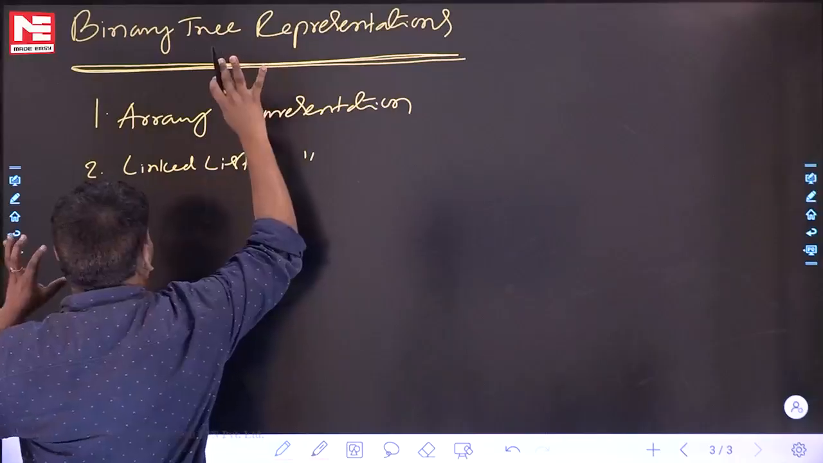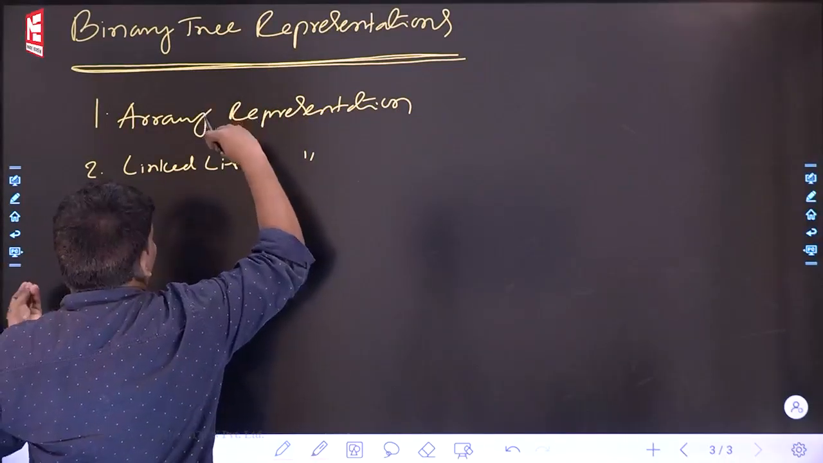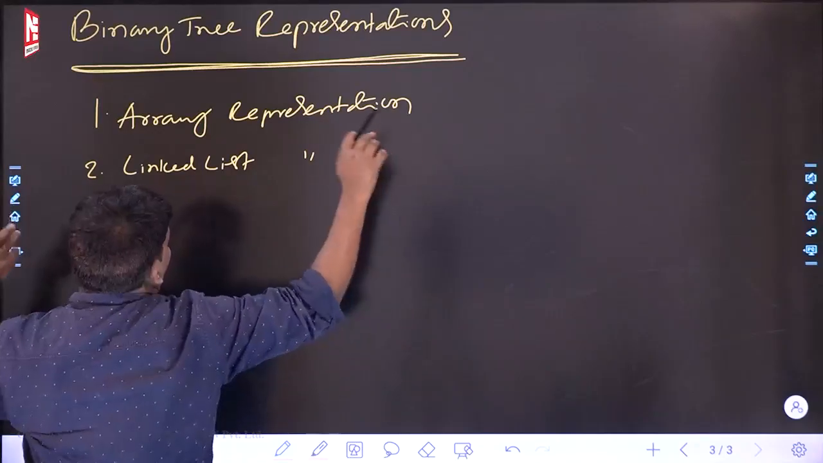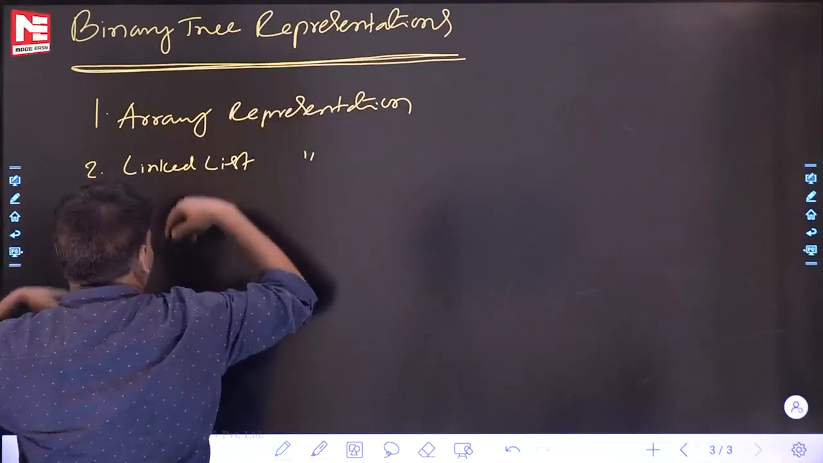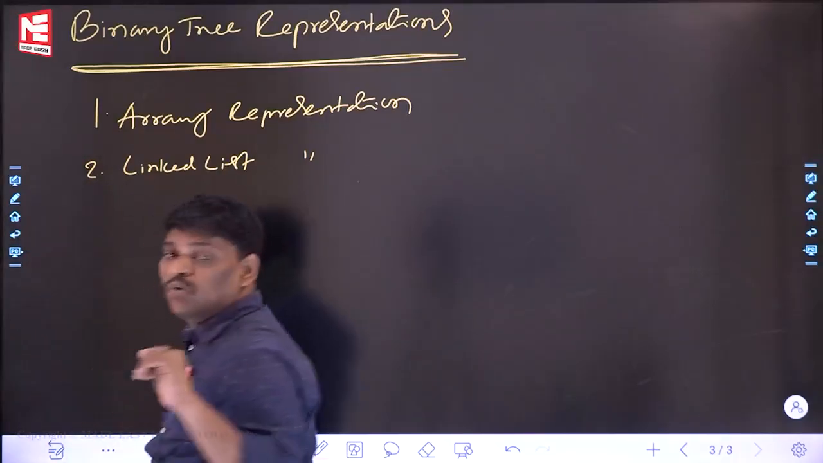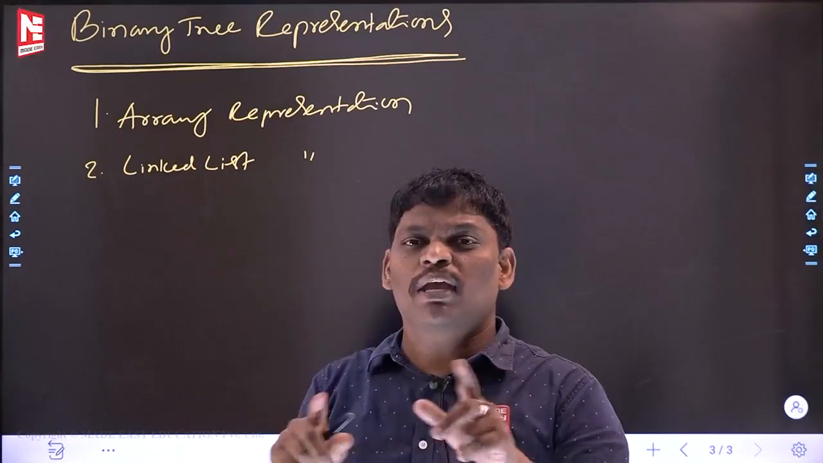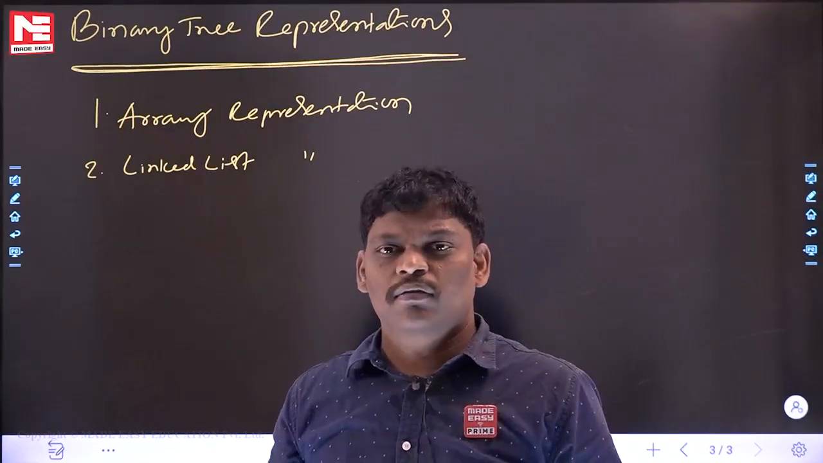I have a binary tree inside my nodes and I want to keep that particular binary tree inside the computer. How will I keep it? That is called binary tree representation. There are two ways: array representation and linked list representation. Some people are asking, sir, what is the meaning of array representation? You know very well, I am writing a program. In that program, can I take an array or not? Yes, I can take.